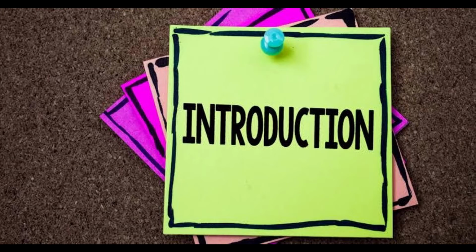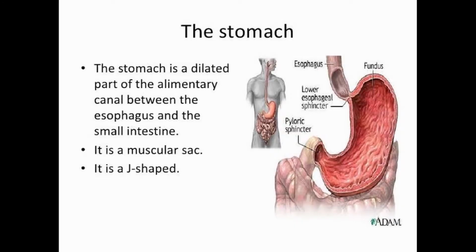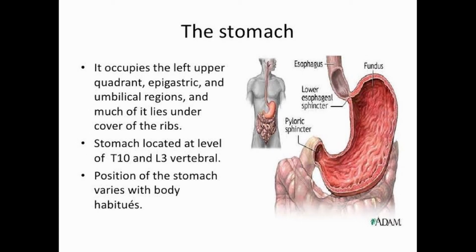Firstly, we discuss the introduction of the stomach. The stomach is a dilated part of the alimentary canal between the esophagus and the small intestine, and it is a muscular sac and it is J-shaped. So this is the stomach that is between the esophagus and intestine, and the shape of the stomach is J shape, as you can see on the diagram. It occupies the left upper quadrant, epigastric and umbilical region, and much of it lies under cover of the ribs.